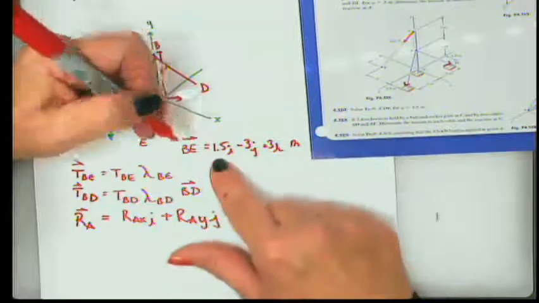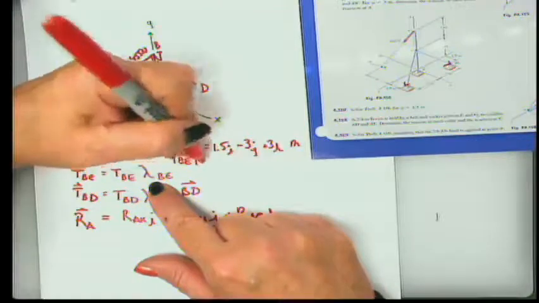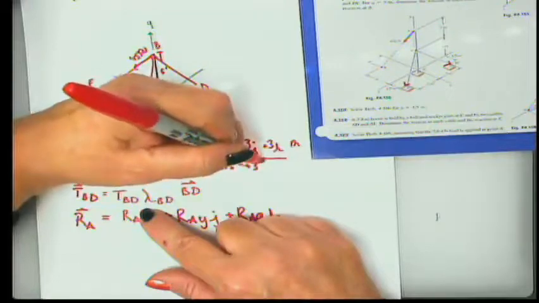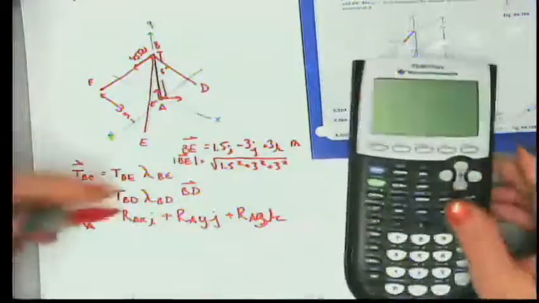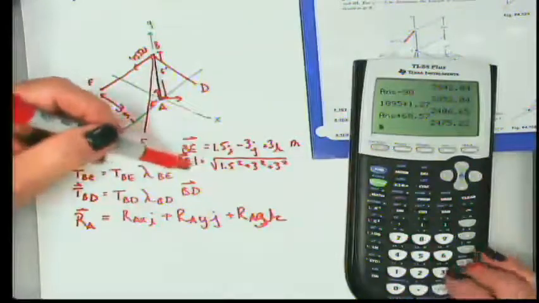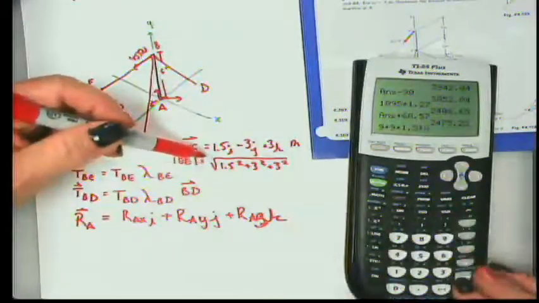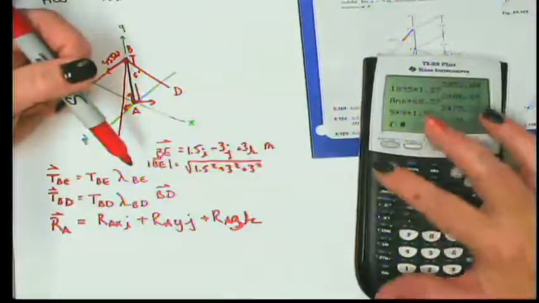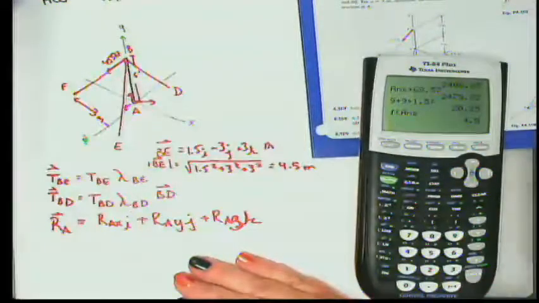So in order to find that lambda, the next thing I do is to find the length of BE. To do that, I use the Pythagorean theorem, three-dimensional version. And remember, when you square a number, it's always positive. So even though this is negative, I can just put it in as a positive because negative 3 squared is 9, just like positive 3 squared. So if I take 9, the radicand is 20.5. So I take the square root of 20.5, and I find that the length of that is 4.5 meters.